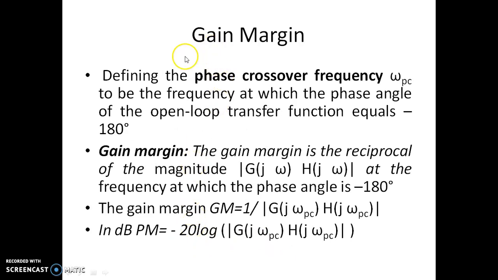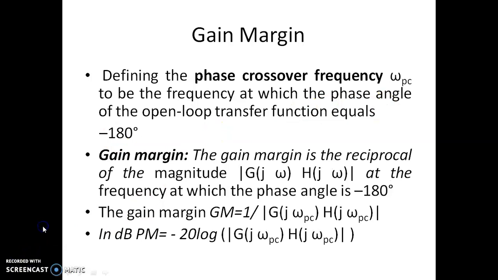Similarly, gain margin. Before we define the gain margin, let us try to understand the phase crossover frequency. It is that frequency of the open loop transfer function at which the phase becomes minus 180 degrees. Let me slightly modify: phase crossover frequency is the frequency at which the phase angle of the open loop transfer function is equal to minus 180 degrees.